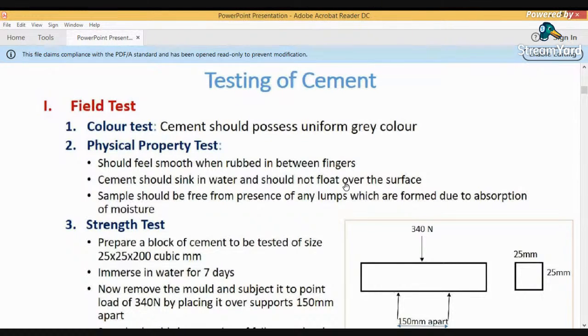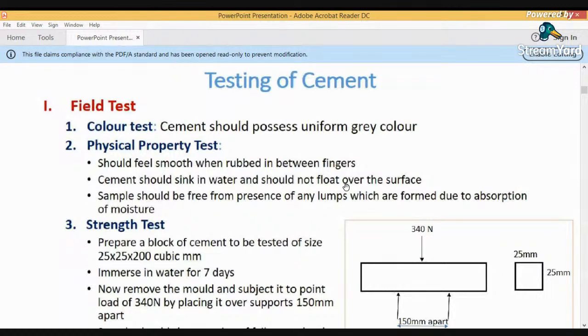The second type of field test is called the physical property test. In the physical property test, if you take a pinch of cement between your fingers and you feel it is smooth, then it is a good cement. If it feels rough, then that is not a good cement. It means the cement should be as fine as possible.